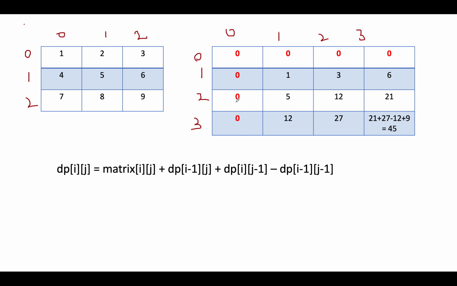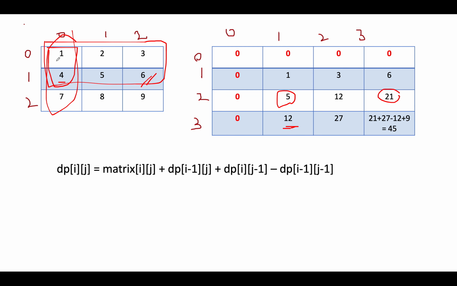If you consider the value at this particular index, it is 5, it is the sum of the complete row and column up till this particular index. If you consider the value at this particular index, it is the sum of all the elements that are there up till this particular index. 1 plus 4 plus 7, it is 12. Let's take another example, 21. So it is equal to the sum of all the values that are there up till this particular index.